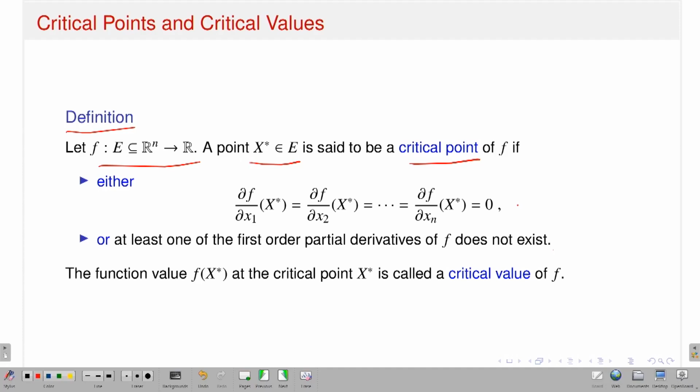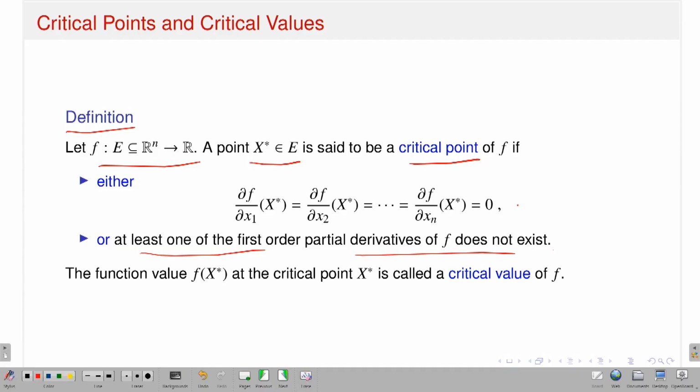So f is a function from Rn to R, right? So how many partial derivatives will we have? N many partial derivatives, del f del x1, del f del x2 up to del f del xn. If all the first order partial derivatives vanish at the point x star, then I will say that this point is a critical point. This is one of the conditions. Or suppose at least one of the first order partial derivatives of f does not exist, then also I will say that my point is a critical point.